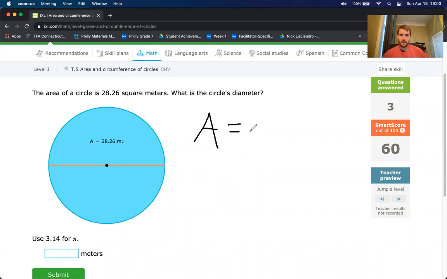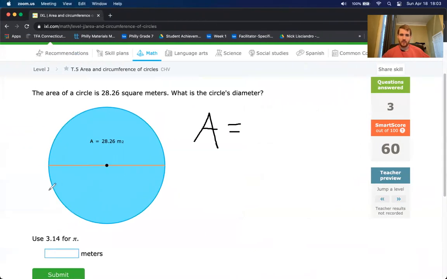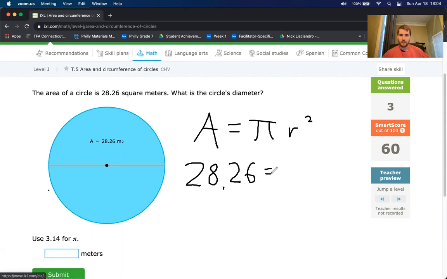A equals, let's check, A equals pi r squared. So the formula we will be using is A equals pi r squared. What is A? 28.26. What is pi? 3.14. And then times r squared.